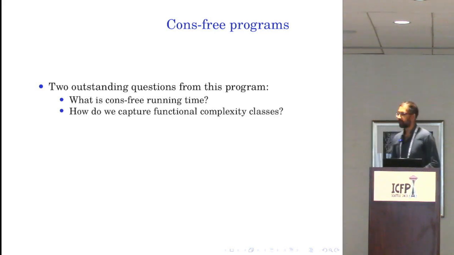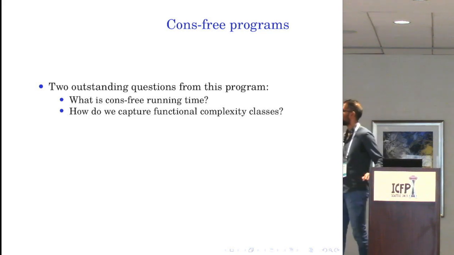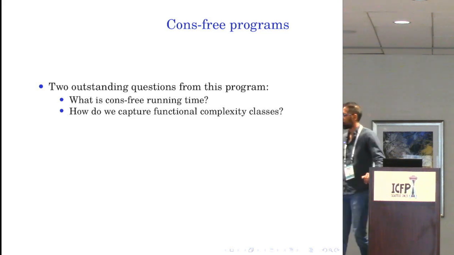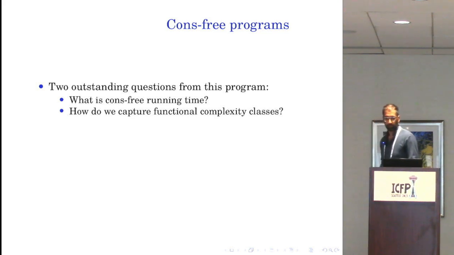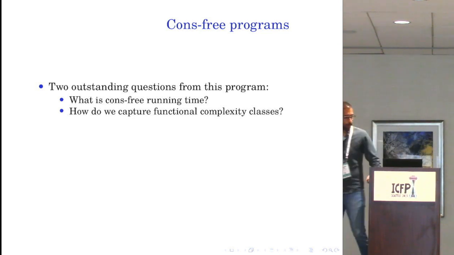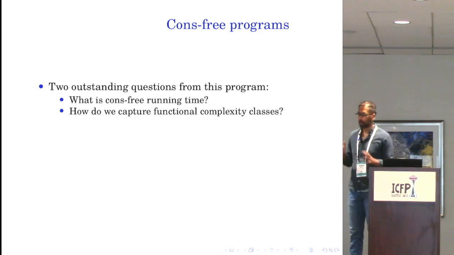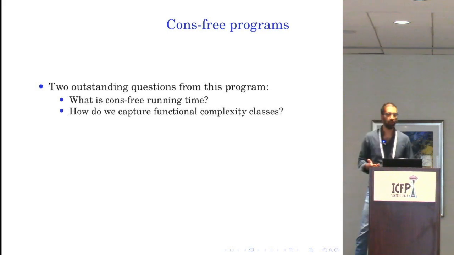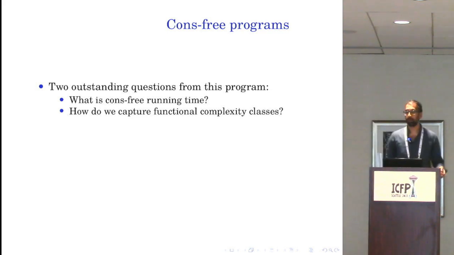And then the other thing is, how do we capture functional complexity classes? So not just relational, but functional. Obviously, without constructors, we can't even capture the simplest of functions which increase the input. And so these are two questions, the two questions which I basically solved in my postdoc. The present talk is about the second question. But the first question is a previous paper, and it's really part of one story.